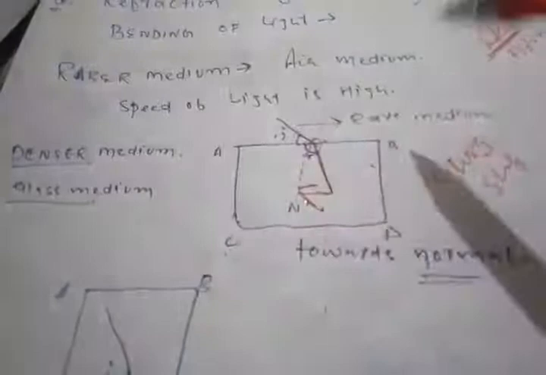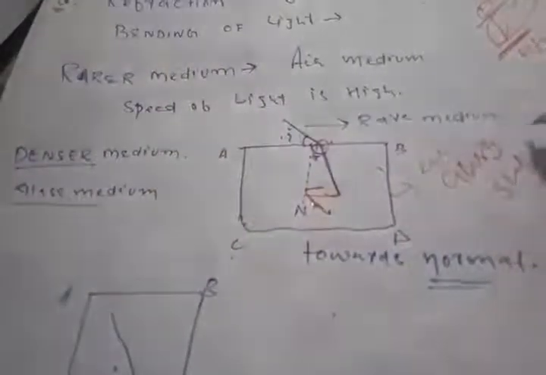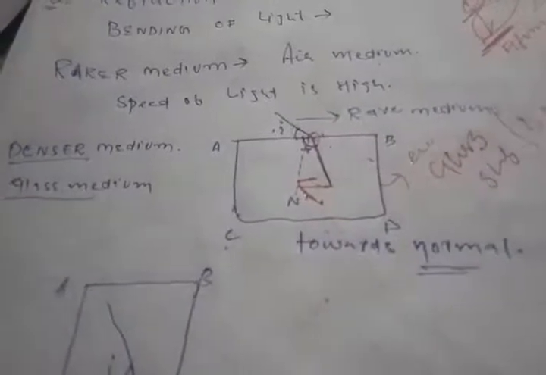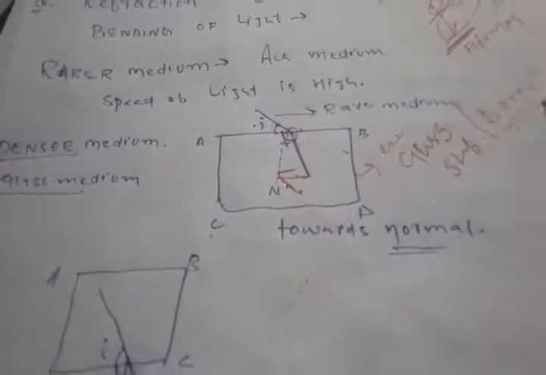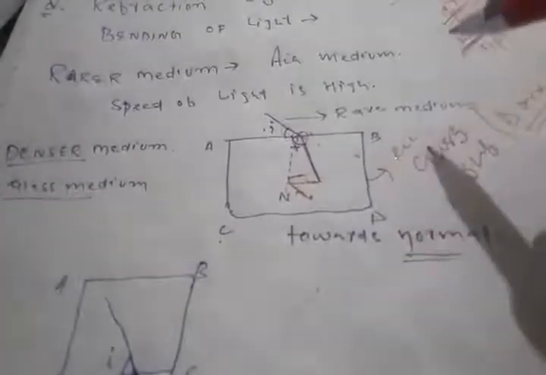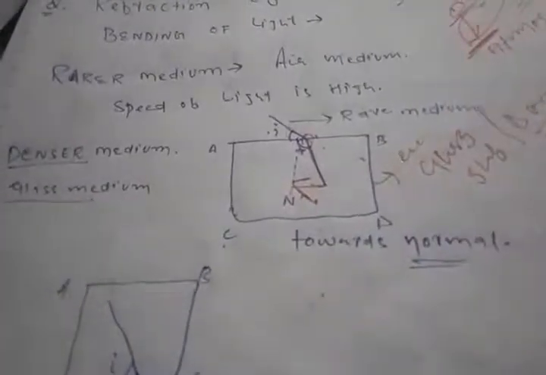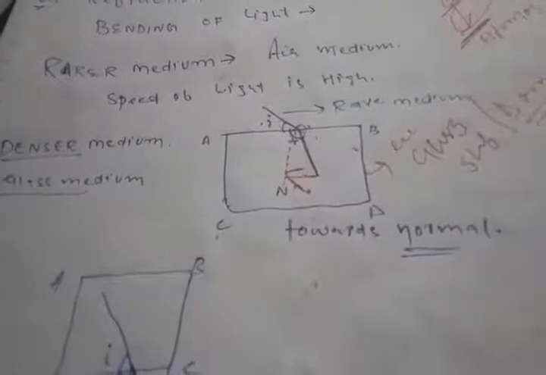So the next case is the denser medium. For example, the glass slab that we have mentioned here is a denser medium. It is not a rare medium. What happens to the light while traveling from a rare medium to a denser medium? The intensity and the speed of light first get reduced.